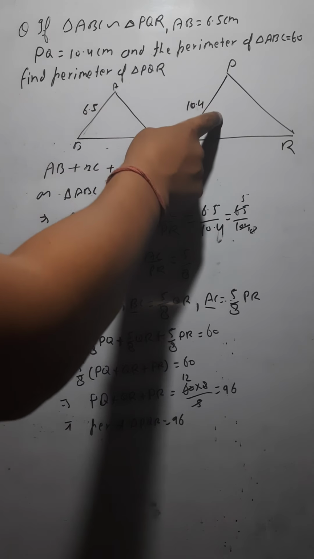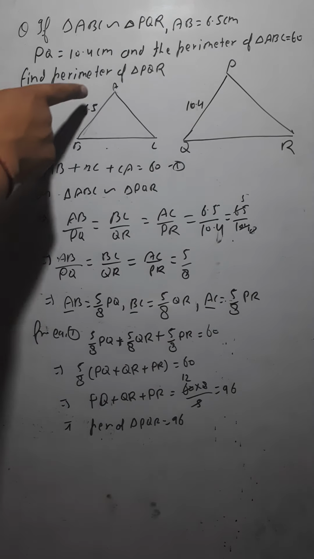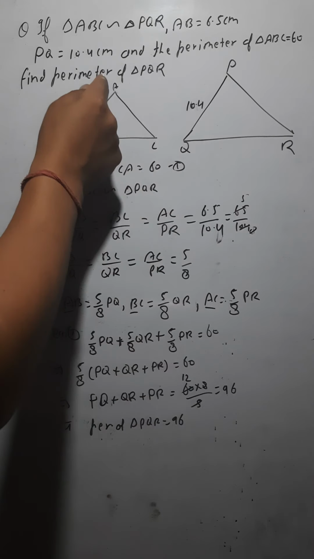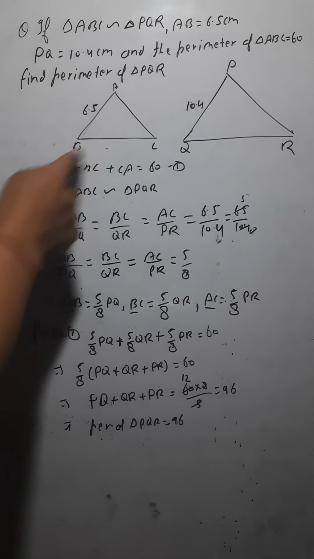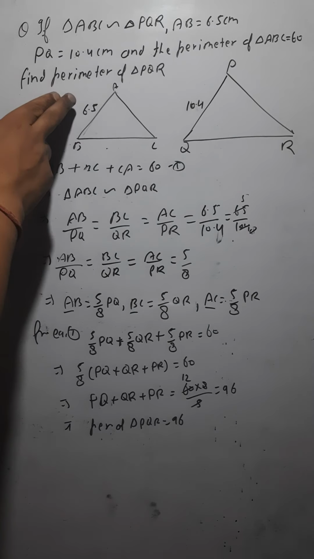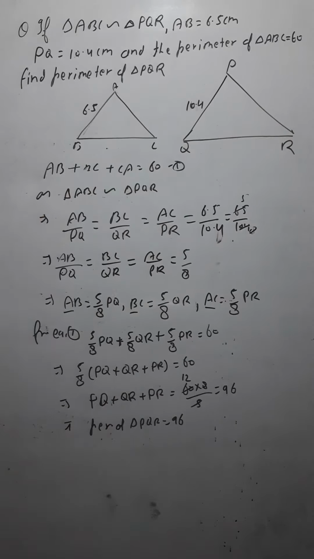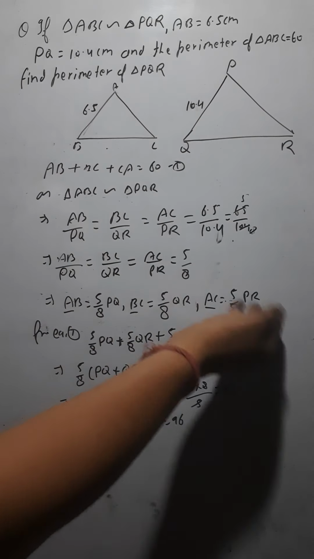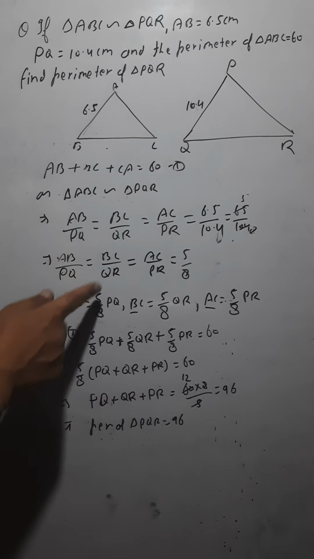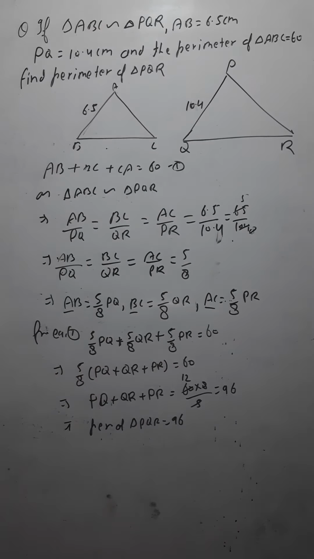Because both the triangles are similar, their ratios should also be equal. We have already read the condition here. It implies AB by PQ should be equal to BC by QR and should be equal to AC by PR. AB by PQ is how much? 6.5 by 10.4. It means 5 by 8. So similarly BC by QR would also be 5 by 8 and AC by PR would also be 5 by 8. That is why I have written here AB by PQ equals 5 by 8, BC by QR also equals 5 by 8 and AC by PR also equals 5 by 8.